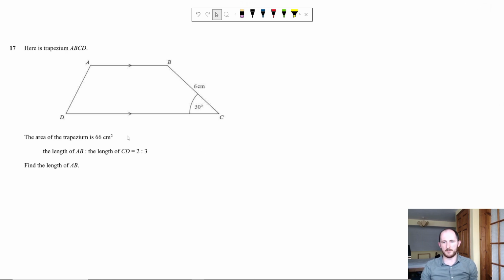So first things first, the area of the trapezium is 66 centimeters squared. So what is the area of a trapezium? Well, it's a half (a plus b) times h. And we know that that equals 66.